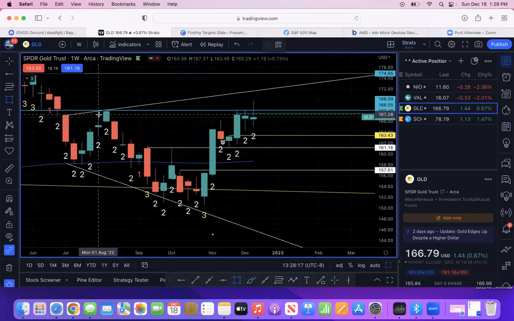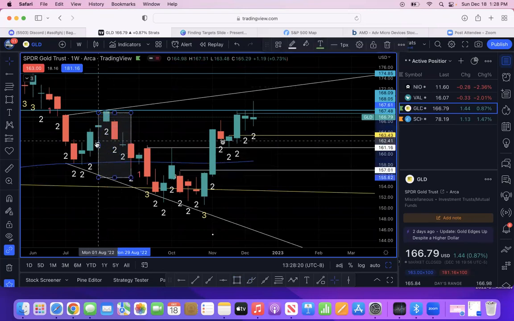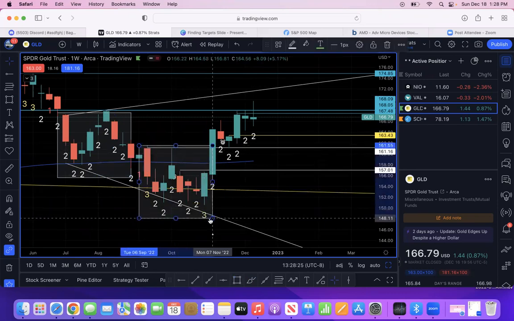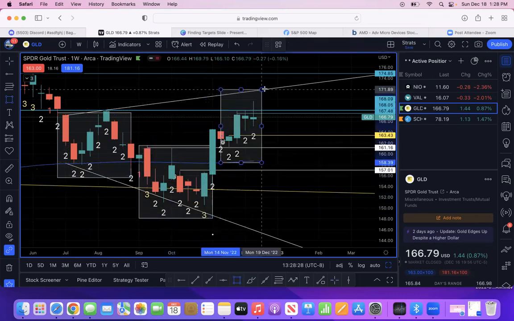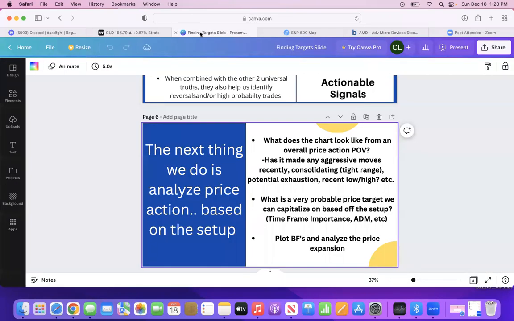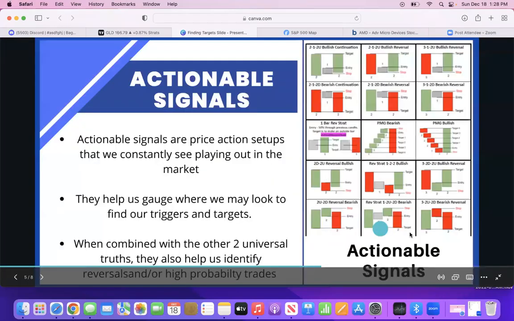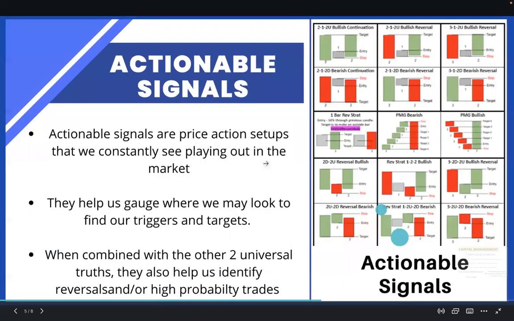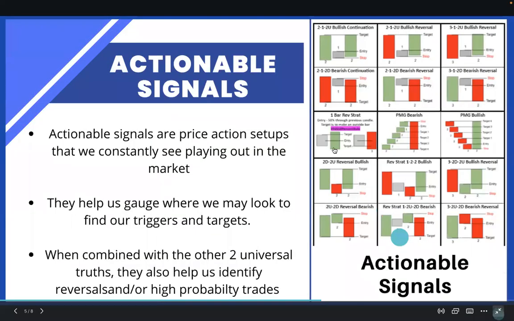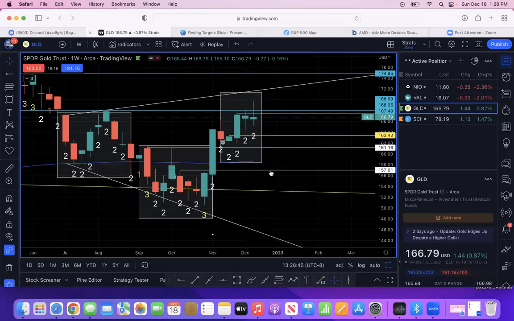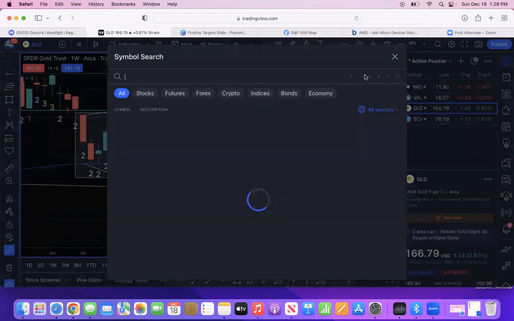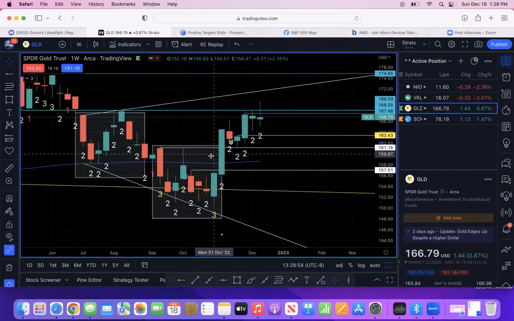Now, the reason we know this is a thing is because you can look at it like this. Here's one candle, here's your 2 down candle, and here is your 2 up candle. What is that? That is an actionable signal right here. 2 down, 2 up. There's your high, there's your low. There's your bond information. That is price expansion. You can see that right here. Boom, boom. That's why I say we have potential exhaustion. Let me take that out.